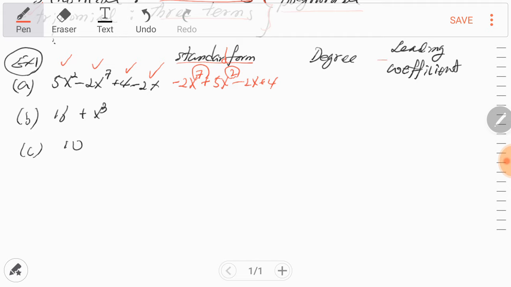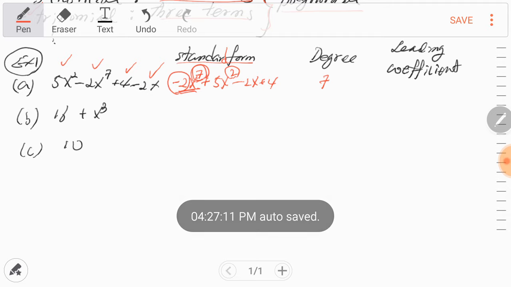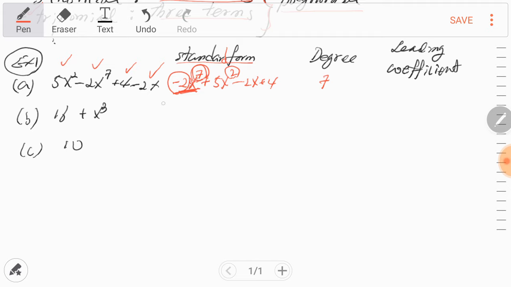Okay, the degree of this polynomial is the exponent of the largest degree term. So 7, the degree is 7. The largest exponent is 7, so 7 is the degree of the polynomial. And the leading coefficient is the coefficient of the term which has the largest exponent. So negative 2.